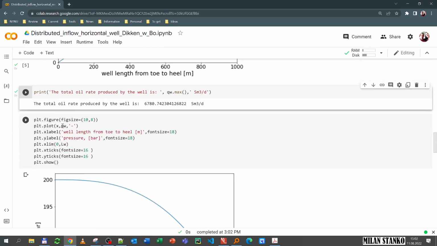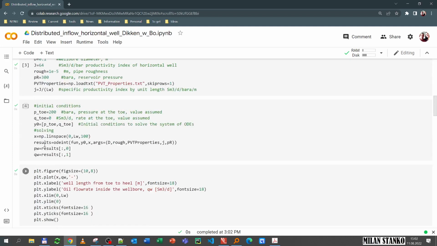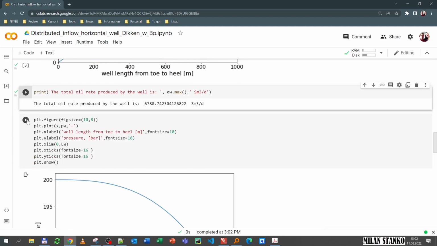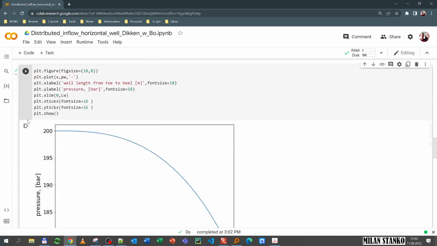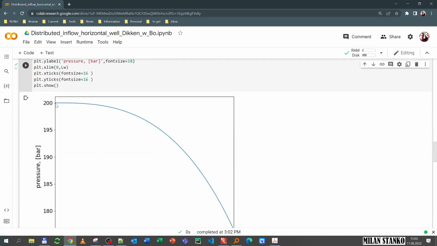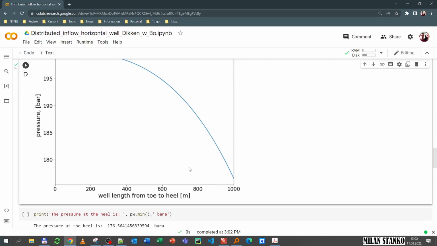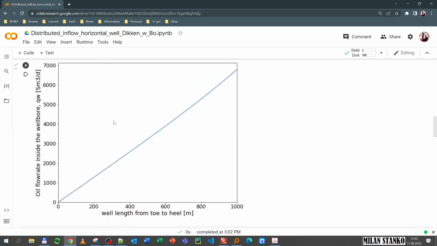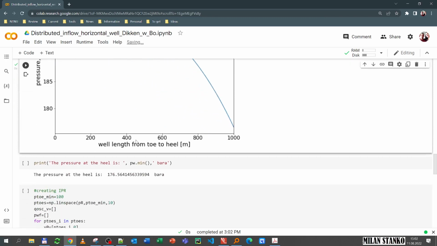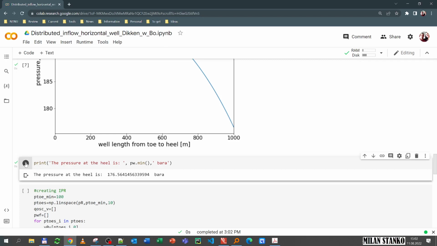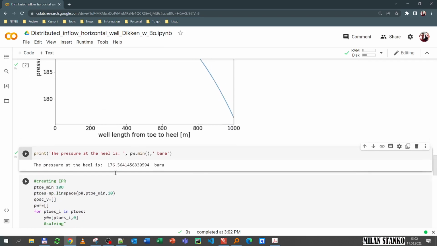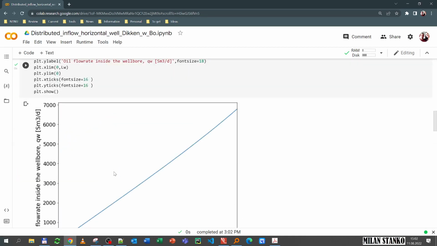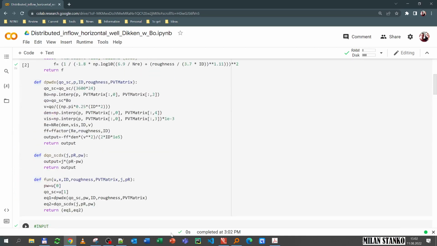This is the rate, and now I'm going to plot the pressure at the wellbore. You see the pressure from 200 that I had at the toe going down to maybe 170 or something like that. You see that the distribution of pressure along the wellbore is non-linear, even though the distribution of rate is linear. The pressure at the heel, or what I call the flowing bottom hole pressure, is 176. So that's very fine, I solved it for 1 point. But really what I want to know now is the IPR.